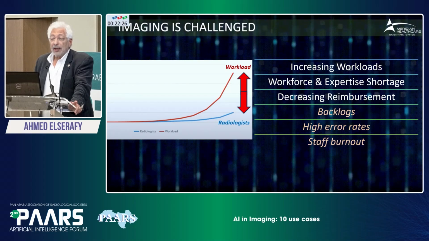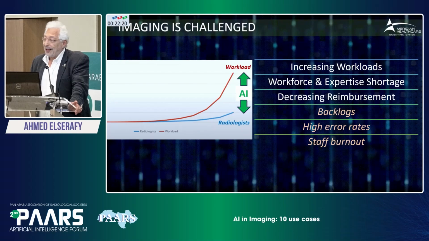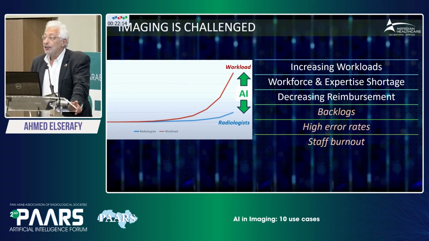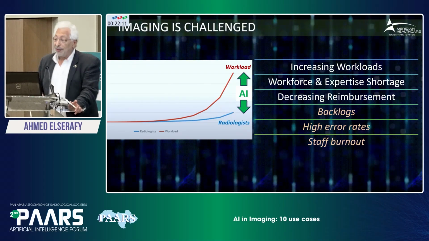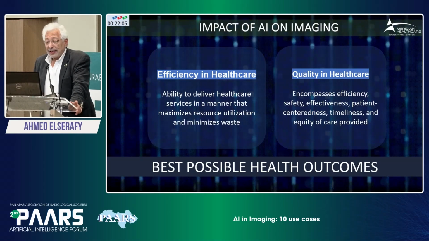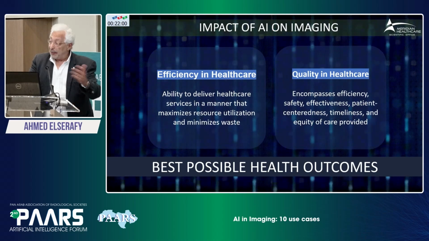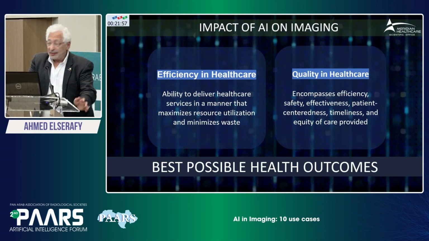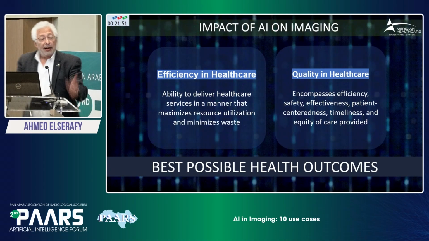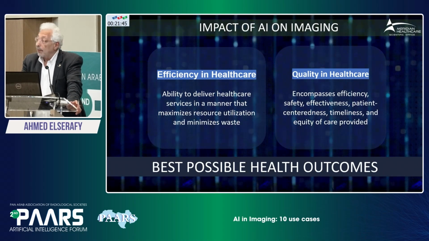How do you bridge the gap? Well, it's impossible to actually fill it without AI. Because you cannot increase the number of radiologists overnight. You cannot reduce the workflow. So AI seems to be the only way forward. What does AI do for us? Basically, it allows us to increase efficiency and quality in imaging as it does in healthcare. And this is the most basic of definitions for both efficiency and quality. And with efficiency and quality, the outcomes of healthcare become way better.